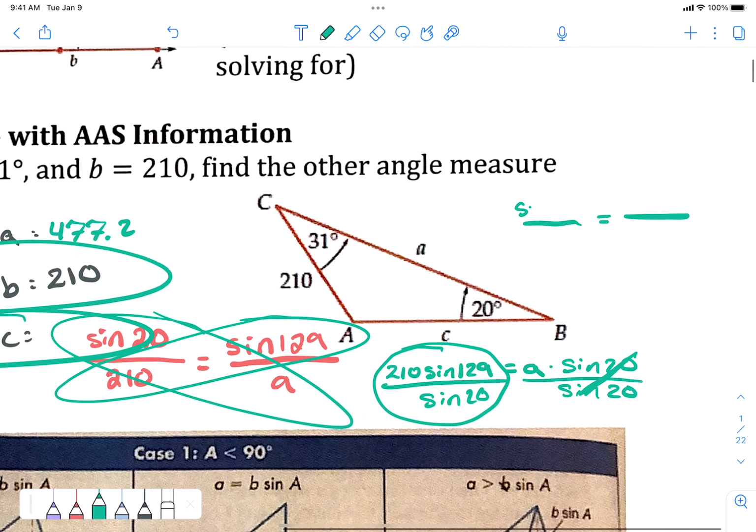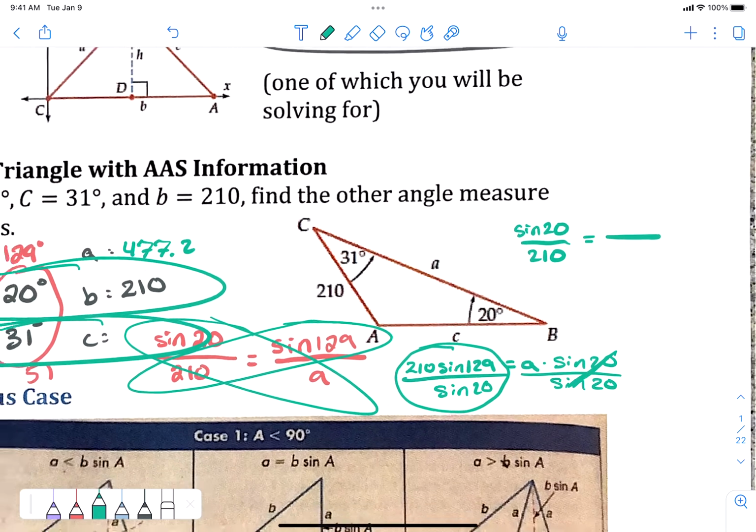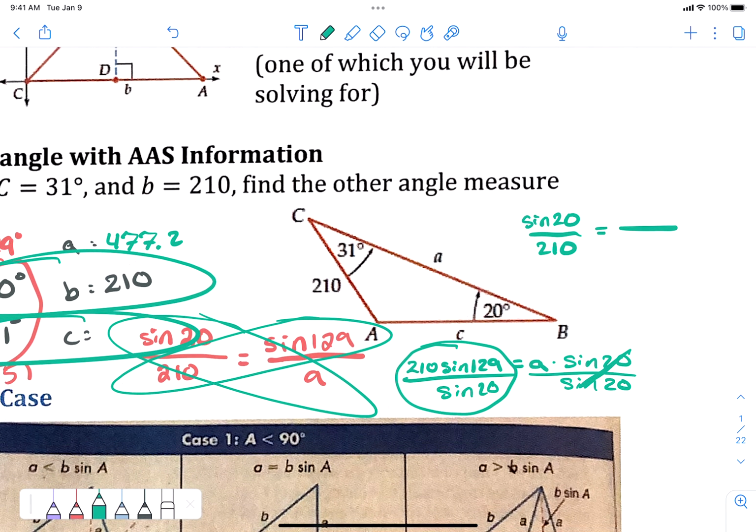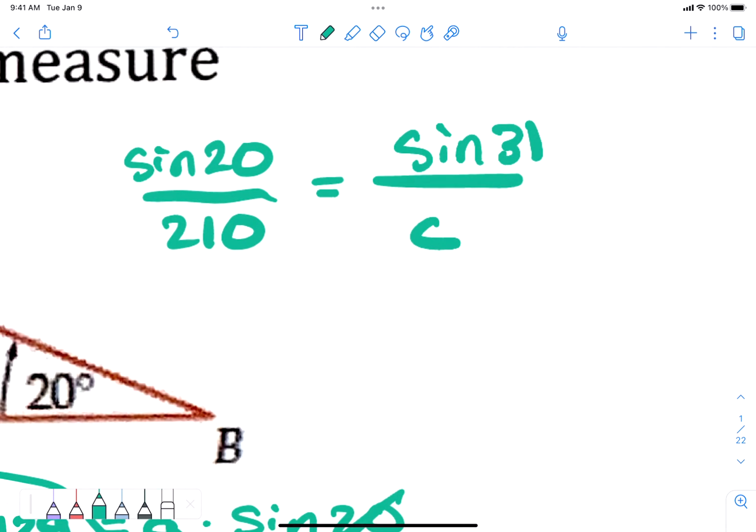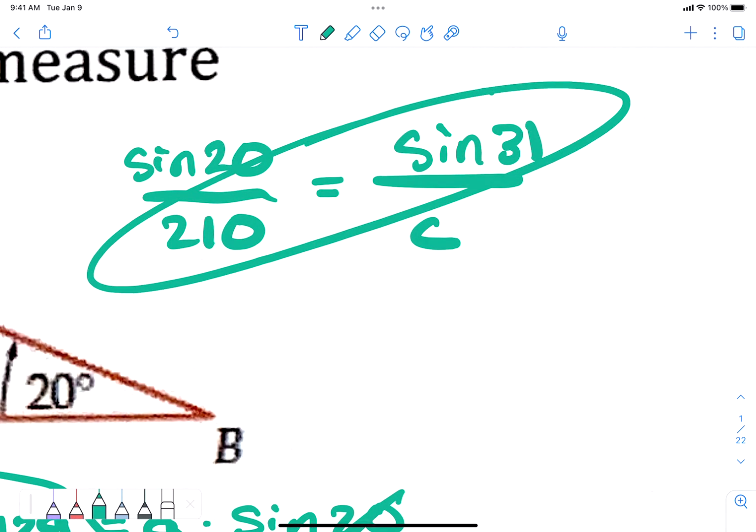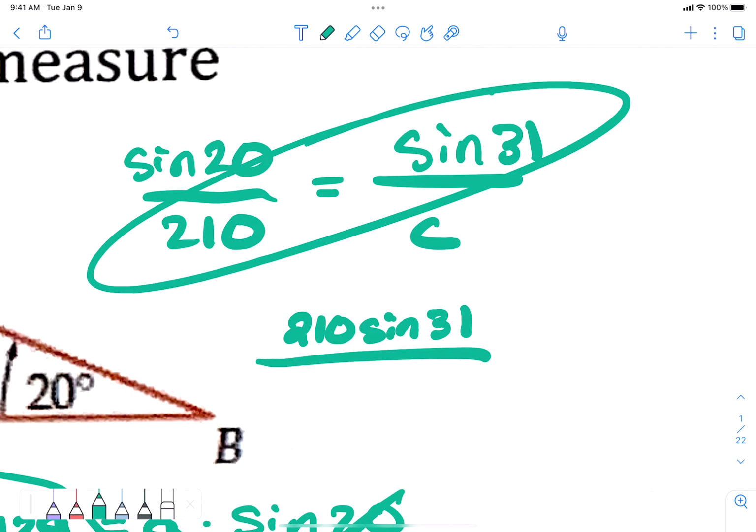Sine of 20 over 210, and then we have sine of 31 over C. So let's try to do this one without writing all of our steps out. We would do 210 sine of 31 equals C sine 20, and then we would divide that by sine of 20, and that would give us C. Whatever that is, what'd you get?